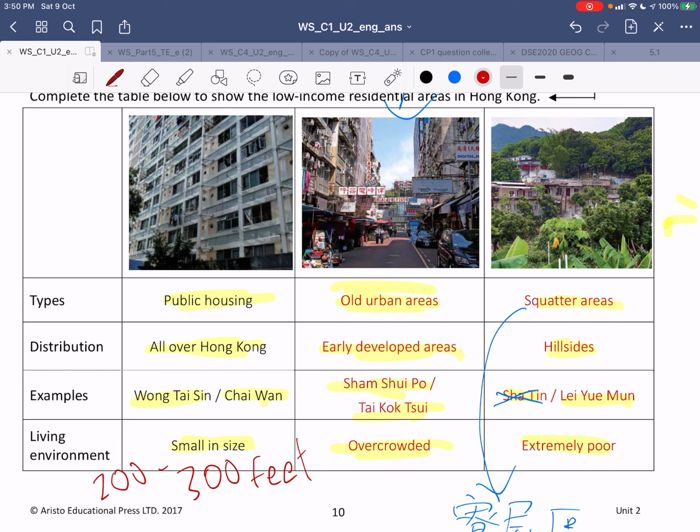And then for the old urban areas, mostly it is in the early developed areas, which include Wan Chai, Sham Shui Po, Tai Kok Tsui. It is mainly overcrowded, and there may also be, in Chinese you may know it as tong fang, which can be explained as subdivided housing.